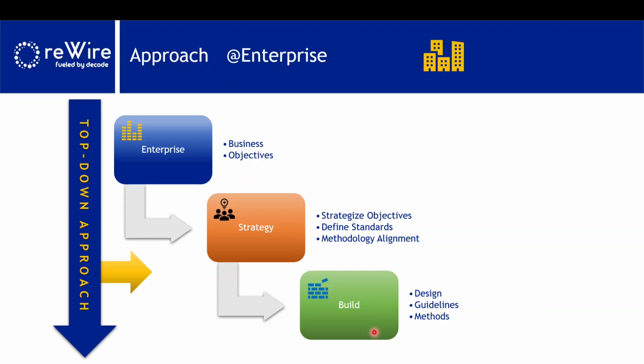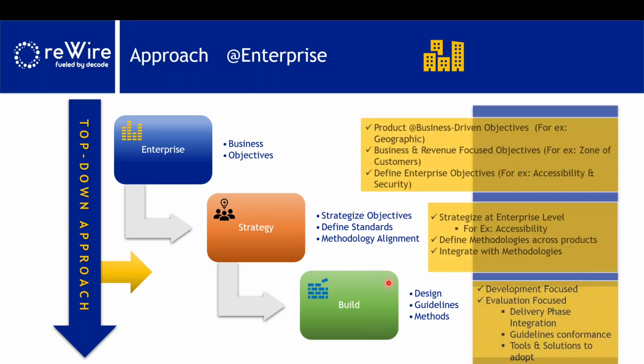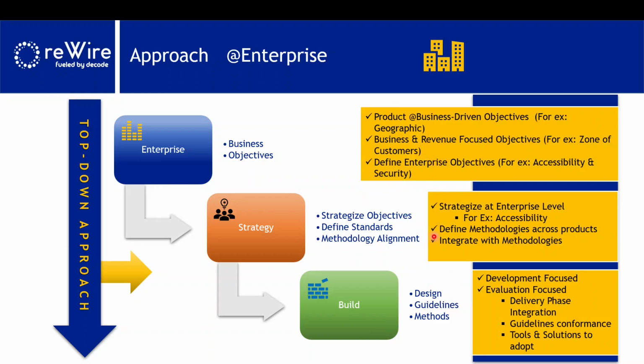Then only the workforce from the top to bottom can understand the organization's direction. Okay. So with that in mind, I have given the overview here: what exactly are the business-driven objectives, the revenue-focused objectives, and the defined enterprise objectives. You are clear on your business direction and your focused objectives. But exactly how can you define those objectives into a materialized side?